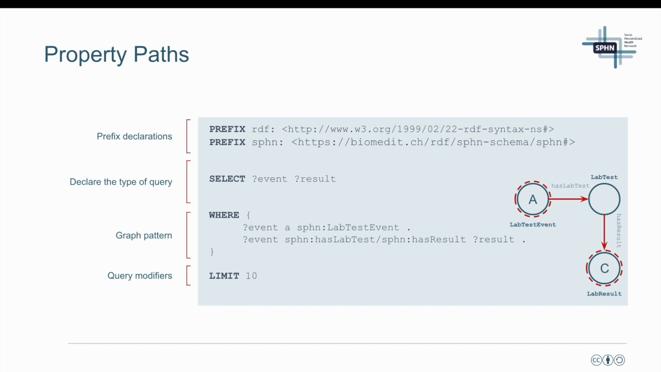For example, here we would say the path is has lab test and then has result, and then you would use a slash operator to indicate that you want to query along this path, and the order of the properties in this path matters. So here, if you look at the SPARQL query, what we're doing is we're fetching all instances of SPHN lab test event, and then traversing the has lab test has result property path to get the result in the end. So we're going from, again, node A to node C without worrying about the intermediate node, in this case, the lab test.